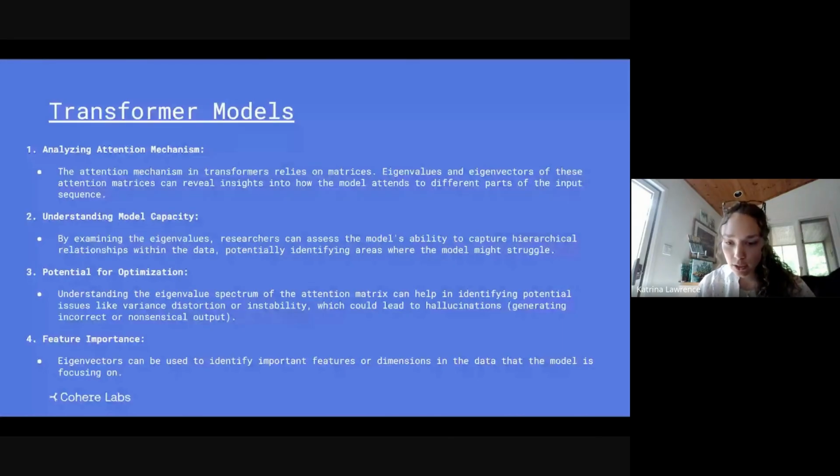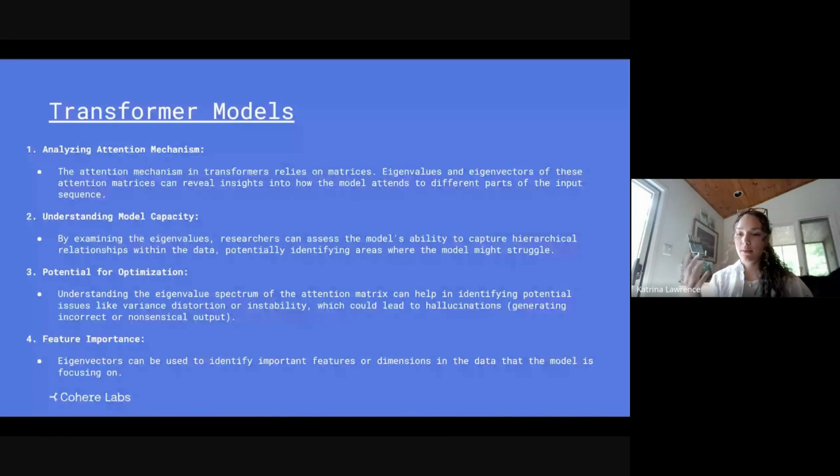I just got a question. What do you mean by hierarchical relationships within the data? So hierarchical relationships within the data, you can think of that as the importance. When you're training models, you'll have various different features and various different variables. Variables, features, interchangeable. So when you train them, some features will be more important than other features when you're trying to create a prediction.